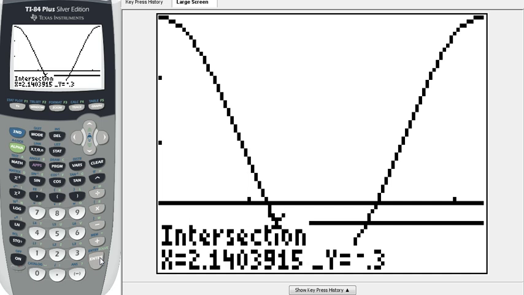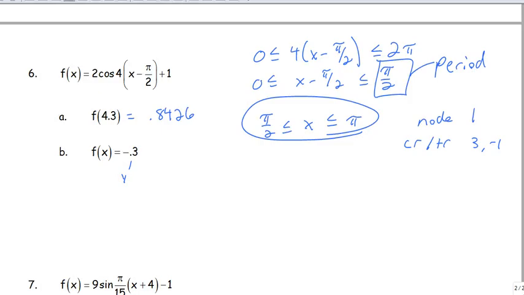And we get 2.1404. So I get 2.1404. So in a way we're doing inverse cosine to solve here, but this is another way to do it using the graph.